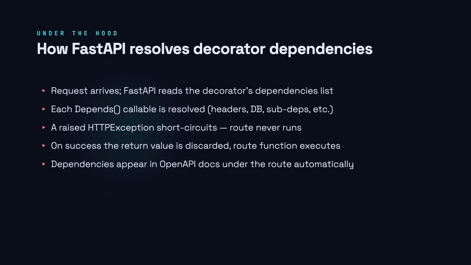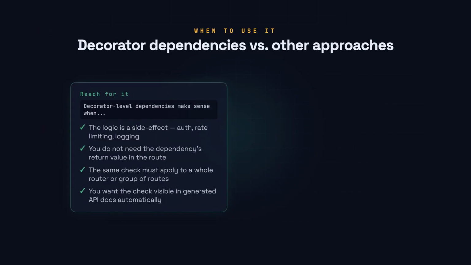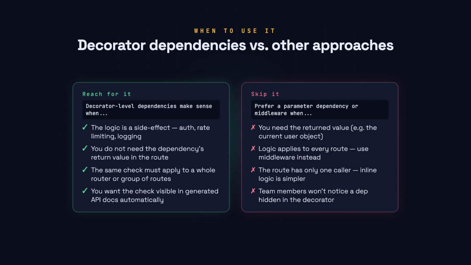Use the decorator dependencies list when your dependency produces a side effect you care about, like blocking a bad request, but whose return value the route function does not need. If you do need the value, declare the dependency as a normal function parameter instead. If the logic should run for absolutely every request in your app, a middleware is a better fit. And if the logic is truly one-off, keeping it inline in the route function is often the clearest option for the next developer reading the code.